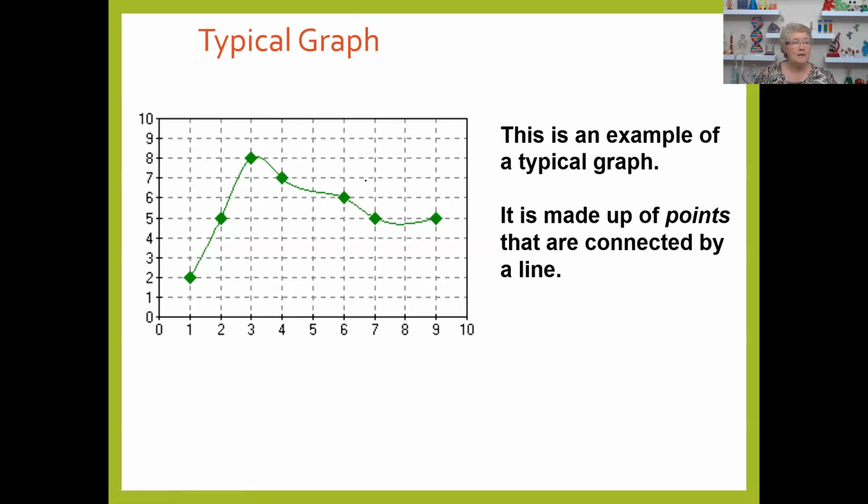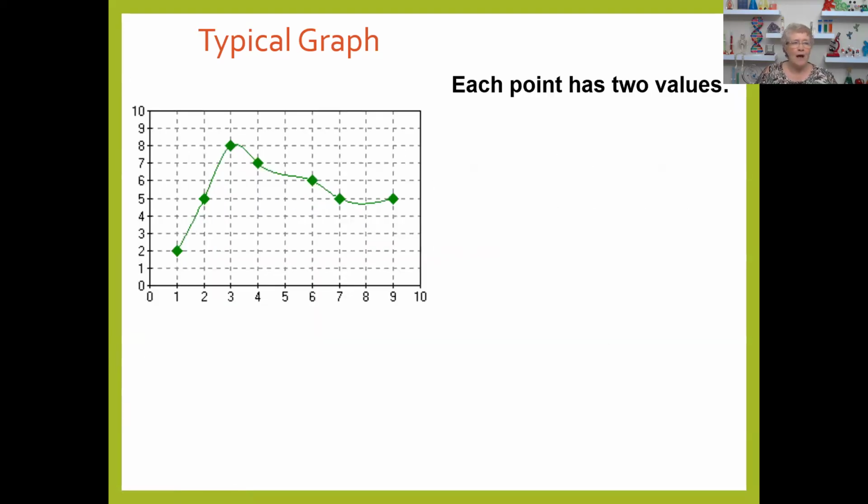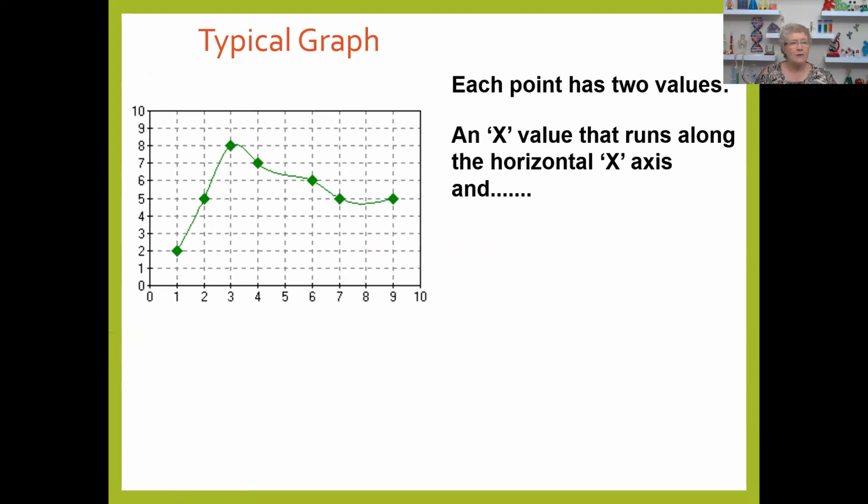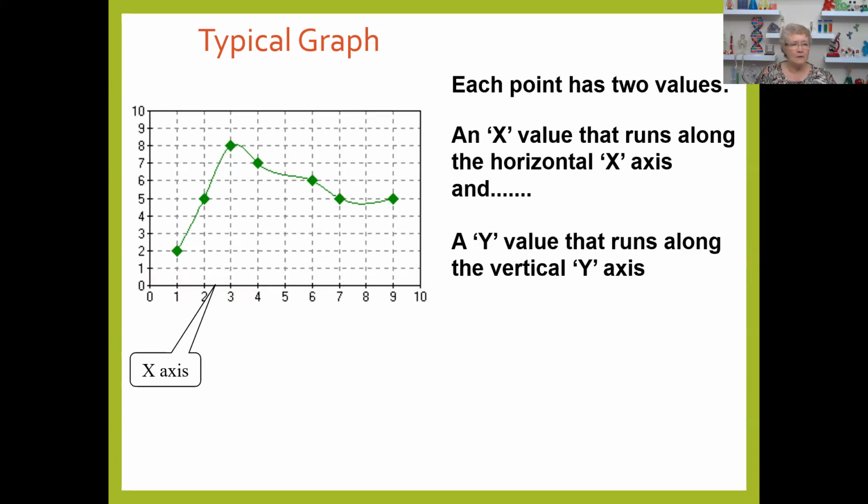The way that I remember the difference is I picture the letter Y with its long tail that goes all the way down. That's the y-axis. If you can remember that's the y, you can remember that the other one is an x. Now, in a typical graph, each of these points has two values. It has the x value that runs along this horizontal x-axis, and it has a y value that runs along the vertical y-axis.